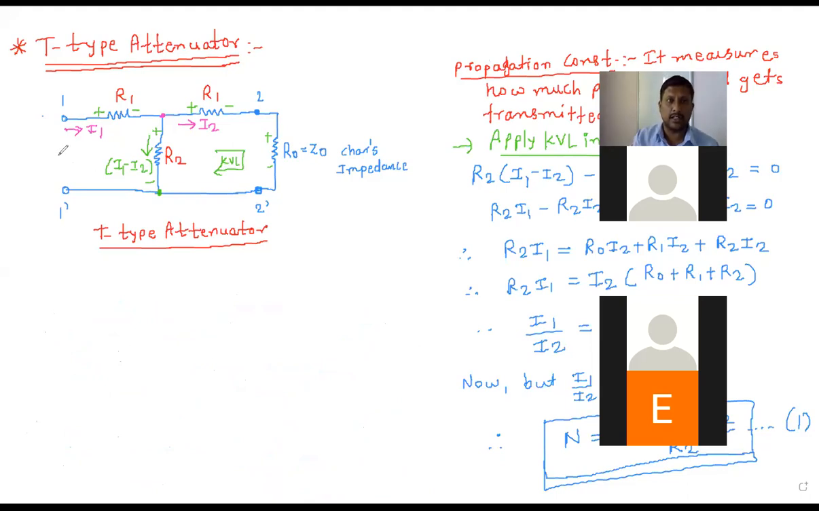So what I am telling, you have to calculate the characteristic impedance or equivalent impedance R0. Let us call it the equivalent impedance. Can you calculate how the resistors are connected here? The equivalent impedance.